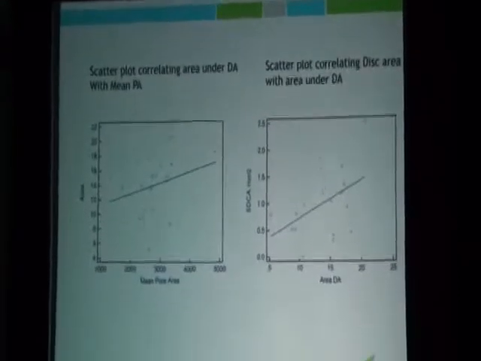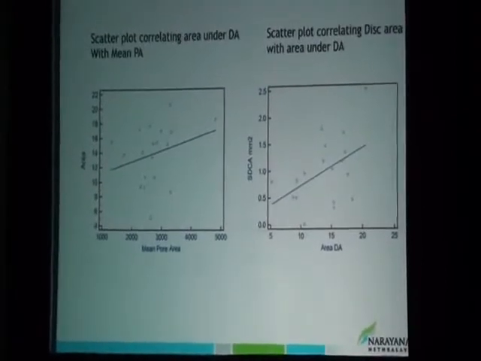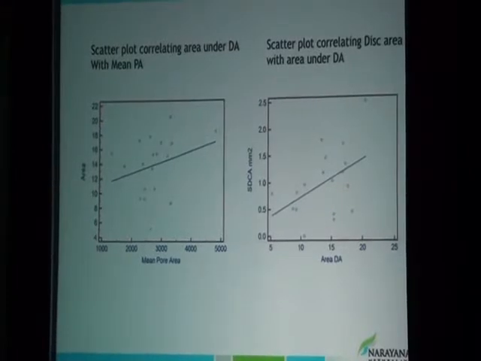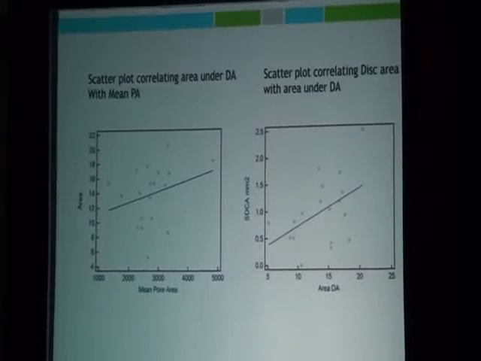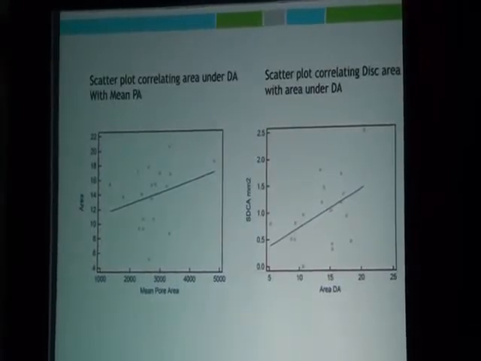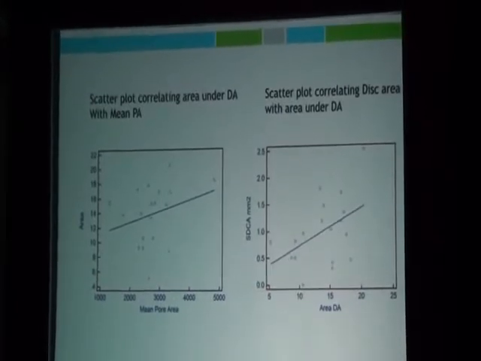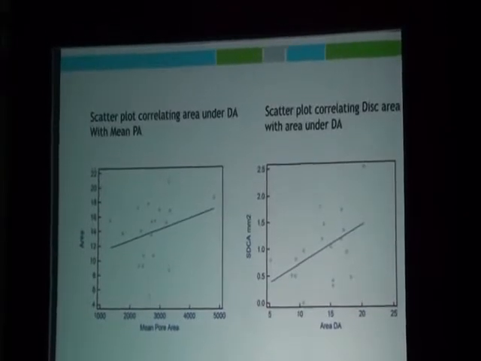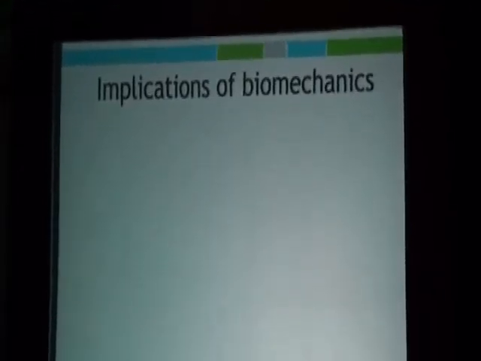So we did a scatter plot and looked at correlating the area under the deformation amplitude curve with the mean pore area. Looks like a great regression line, but there are too many outliers because the number of samples was small. Similarly, we also looked at the area under the deformation amplitude curve and correlated that with the optic disc area. That optic disc area was calculated using the spectral domain OCT Spectralis machine, and again, a good looking curve but not meaningful. So what are the implications here?